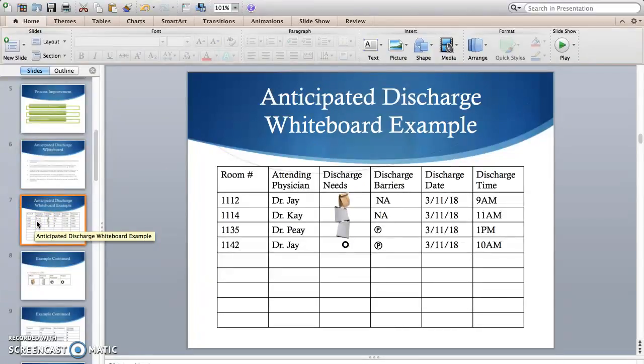So this is just an example of the anticipated discharge whiteboard that will be implemented within the organization. So for example, room 112, we have the attending physician, Dr. J. The discharge need is that little lunch bag, which on the next slide we'll talk about the symbols. The discharge barriers, there are none. So we have the discharge date of 3/11 and then the goal time of 9 a.m.